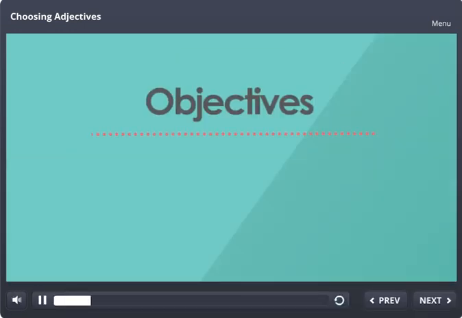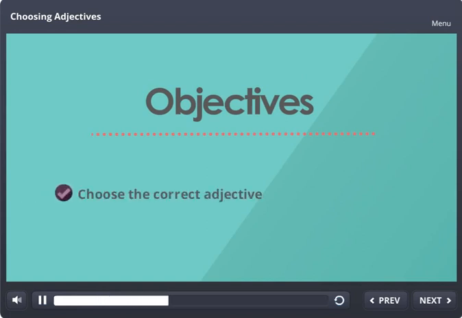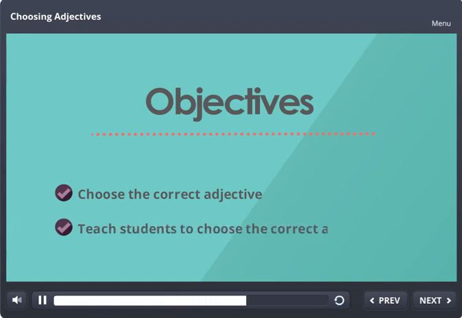At the end of this module, you will be able to choose the correct adjective to describe a given noun and teach your students.